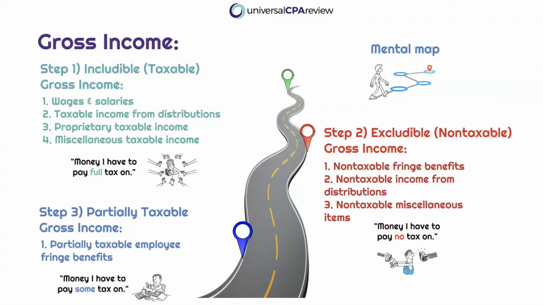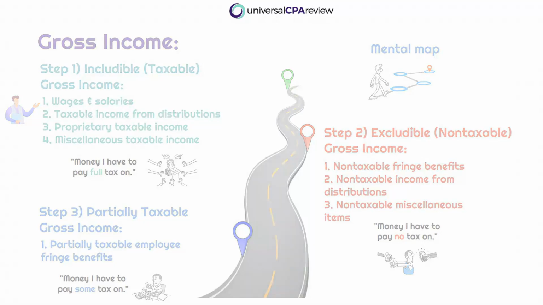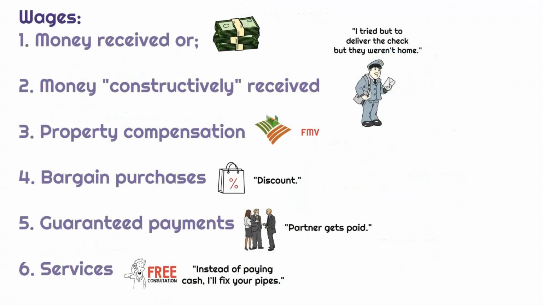Okay, so let's get to the good stuff. We're going to start with step 1 at the highest of levels within our mental map. We're going to talk about what is included as gross income. Within that list, we're going to start with salaries and wages. We've broken this out into a high-level list of the items that should be considered wages.